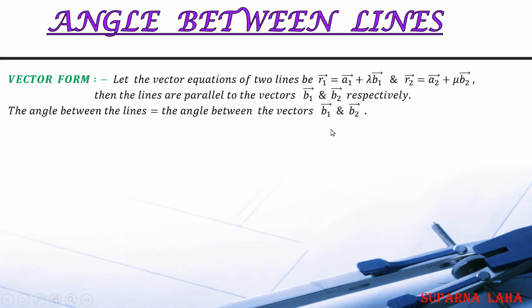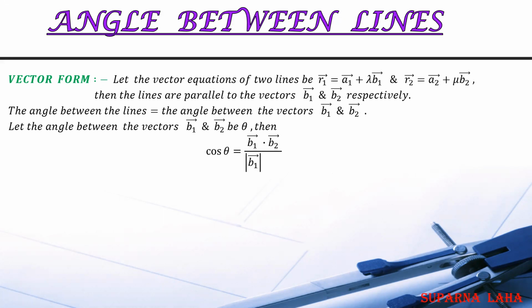So if the angle between these two vectors is theta, then cos theta is represented by vector b1 dot vector b2, divided by mod value of b1 into mod value of b2. Okay, so this is the cos theta, and if you can find the cos theta, then from there you can easily find the value of theta as cos inverse of this term.